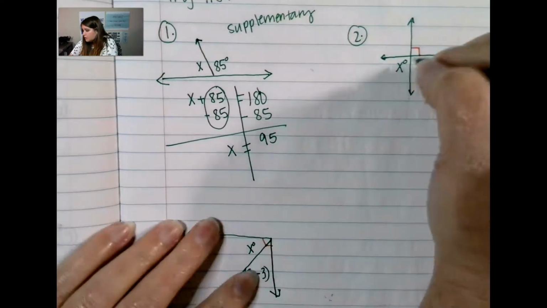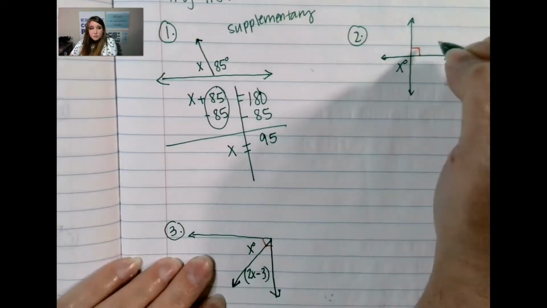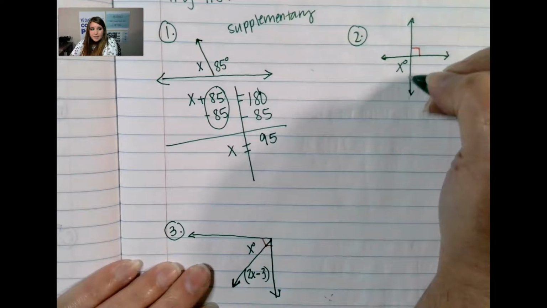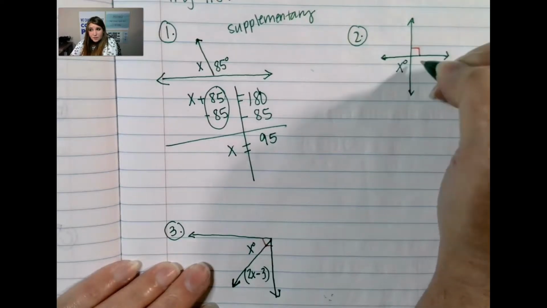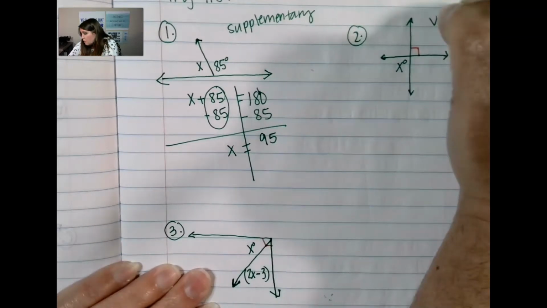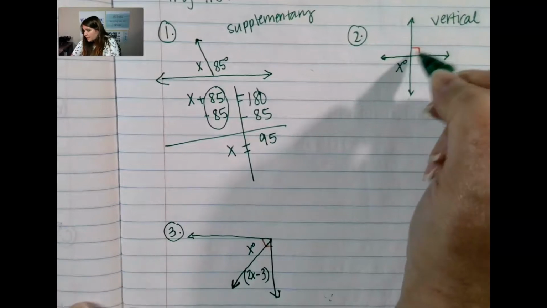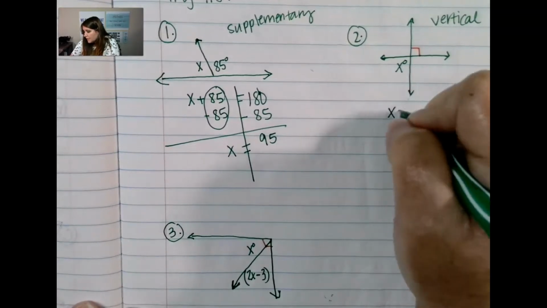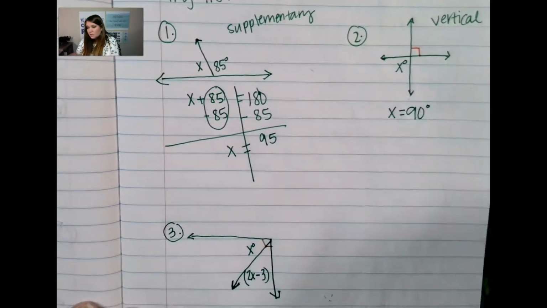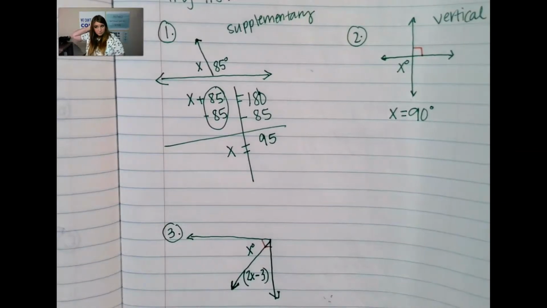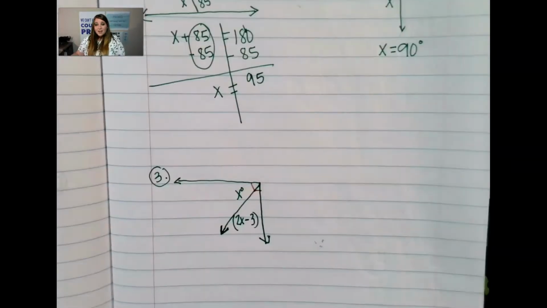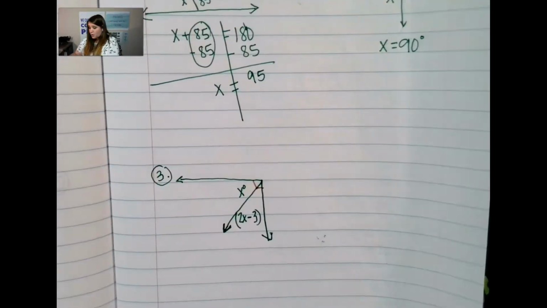Okay, triad number 2. On triad number 2, this one is vertical because they're across from each other and they form the V's, right? So these ones are vertical and they're across from each other. This is a 90 degree, so this means that x equals 90 degrees as well. All right, how are you doing so far?